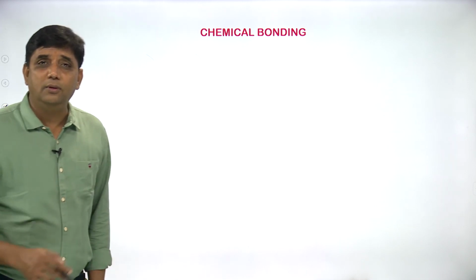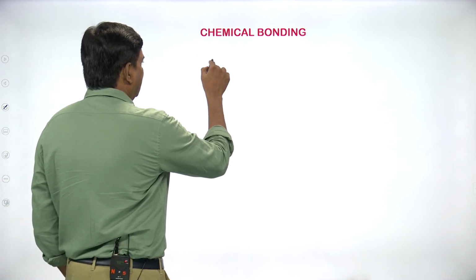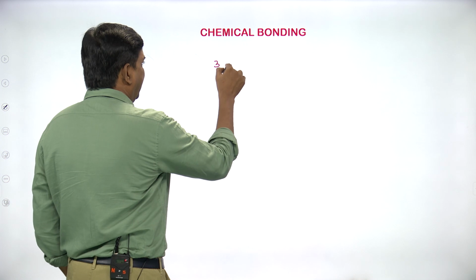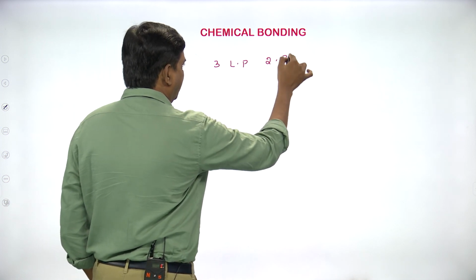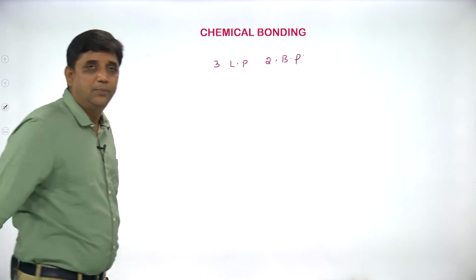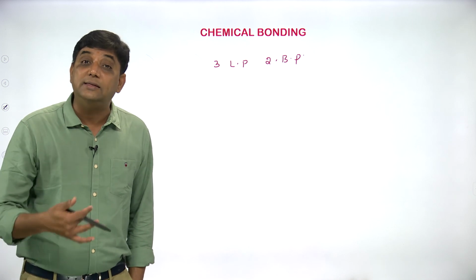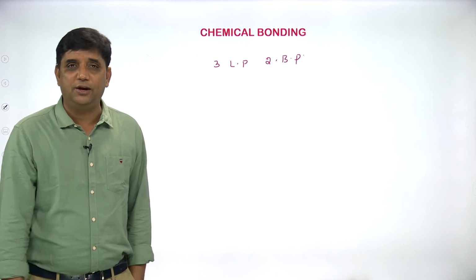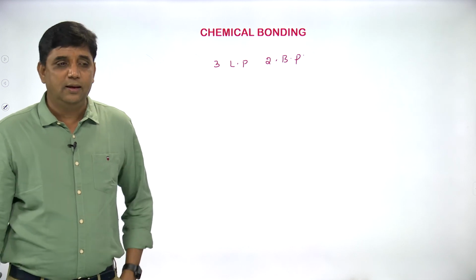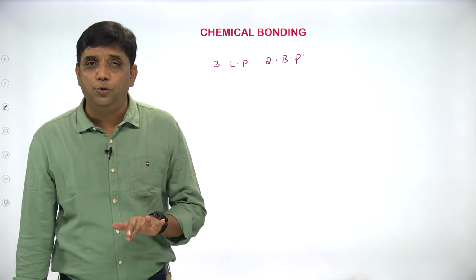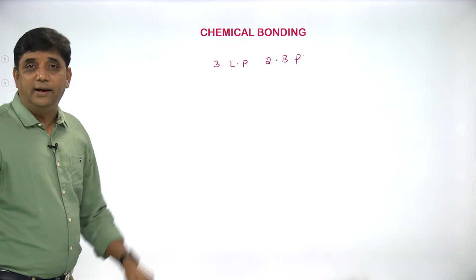And there is a compound with 3 lone pairs and 2 bond pairs. What is the hybridization and what is the structure of the compound? This is the question they ask. 3 lone pairs and 2 bond pairs means that must be sp3d hybridization.